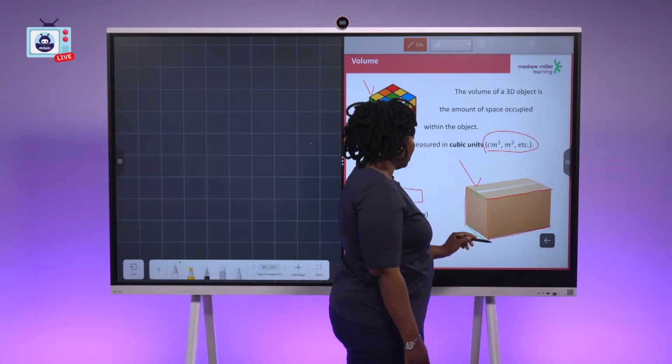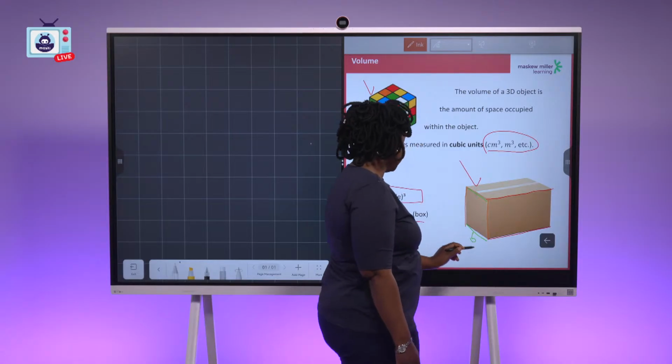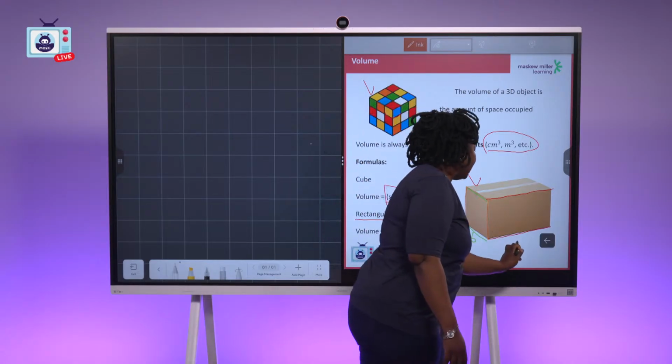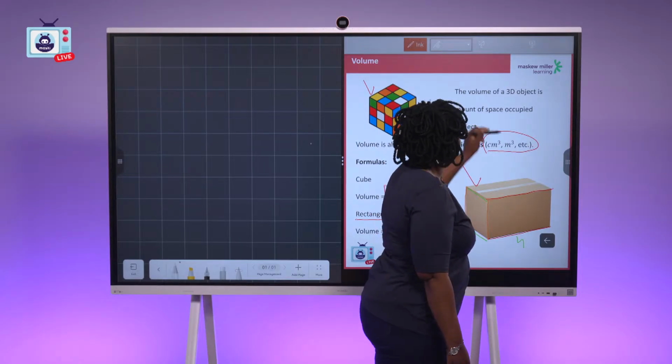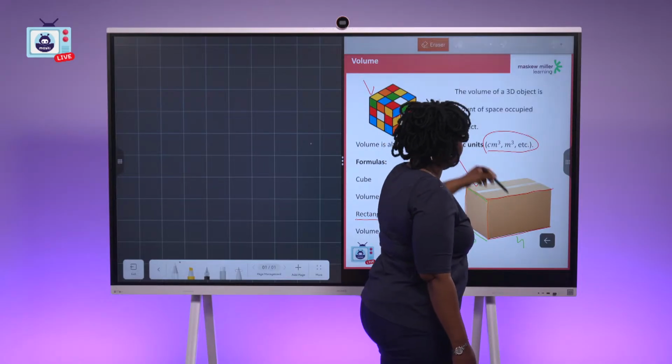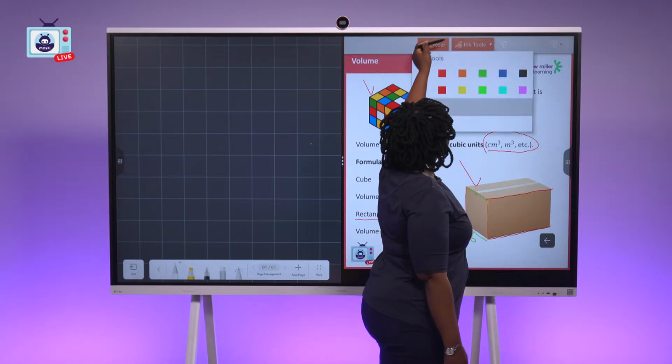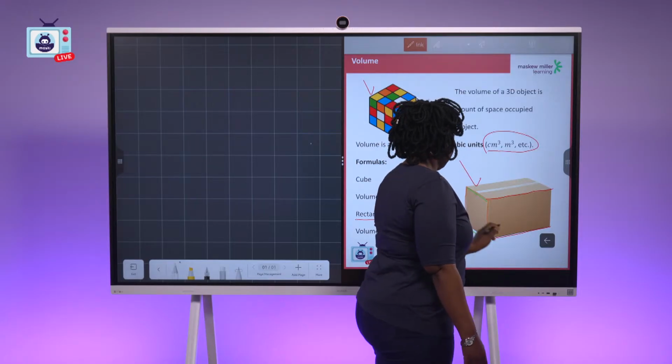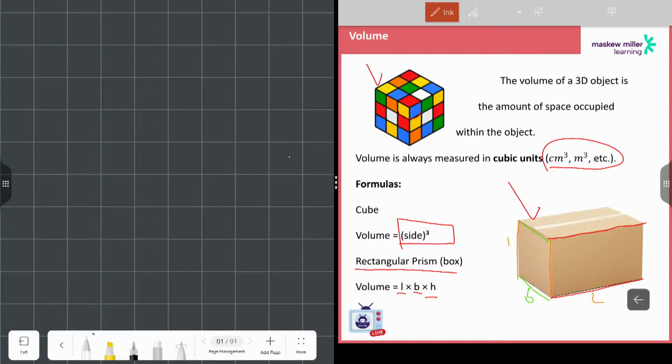So if I had to label, this will be where my B is, and this will be where my height is, and that will be where my length is. Sorry, that will be where my length is. Let's label that properly. My length will be here, and then that will be where my height is.